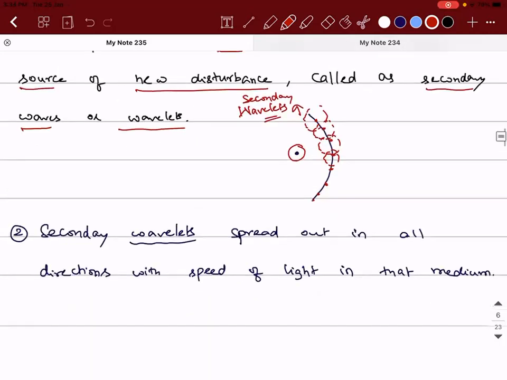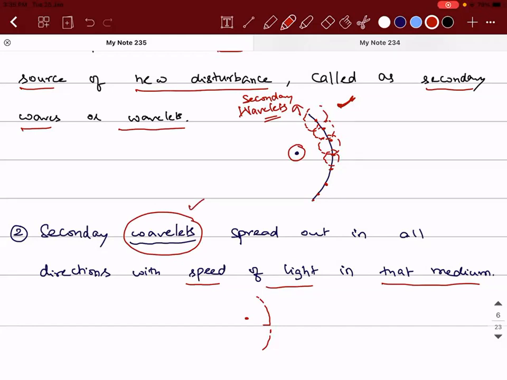Okay. The second important point is these wavelets are nothing but light only again. So these secondary wavelets will start making the circle, that is the radius of that circle will depend on the speed of the light in that particular medium. These wavelets will start growing in the circular form depending on the speed of that light, in that medium. That is the meaning of the secondary point.